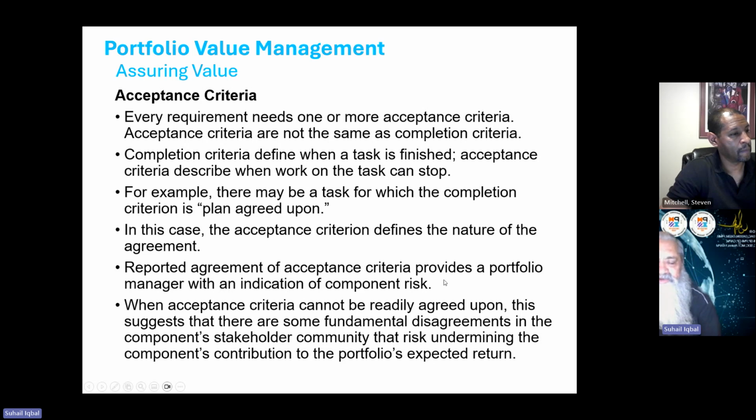Reported agreement of acceptance criteria provides a portfolio manager with an indication of component risk. When acceptance criteria cannot be readily agreed upon, this suggests that there is some fundamental disagreement. If you don't agree on acceptance criteria, then there is no question that you can generate any kind of value. You have no agreement here. How can you run this project or a program and still be able to generate value? No way. There is no possibility.